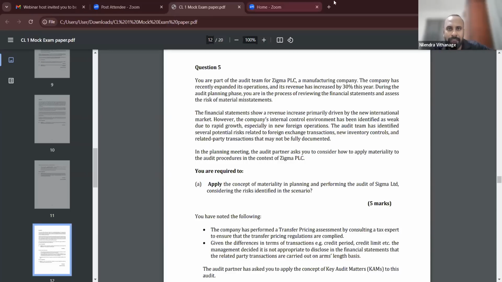If the risk of material misstatements is high with regard to revenue, what should you do to materiality in order to reduce your audit risk? When the risk is high, should you have a higher materiality level or a lower materiality level? Get your answer, everybody. Type it without commenting, because you have to write down the answer here by yourself.